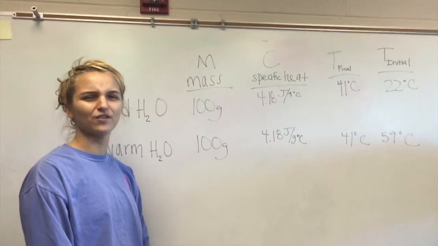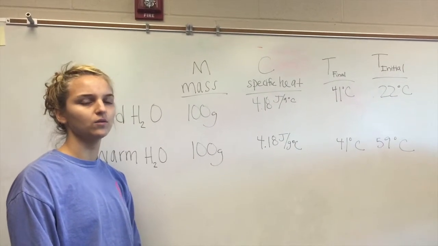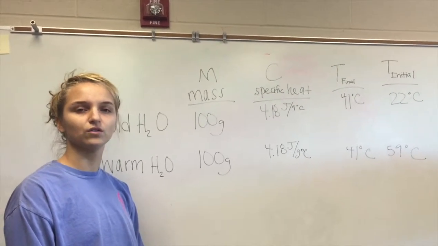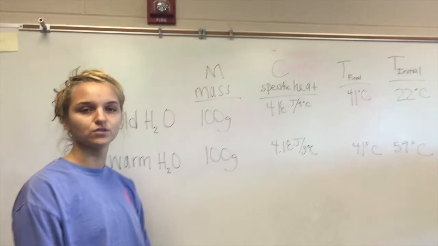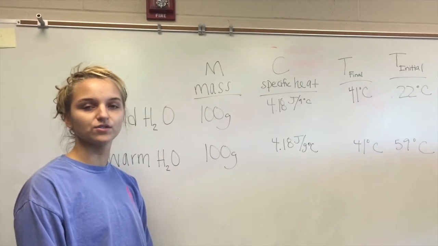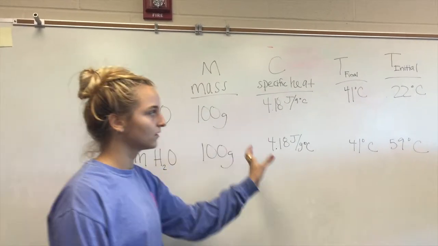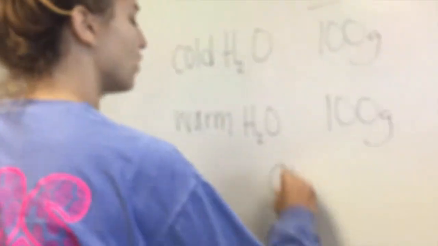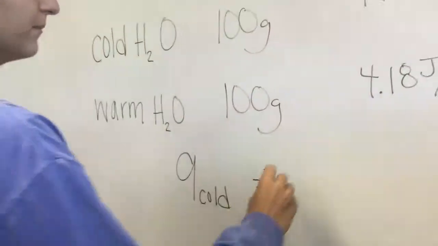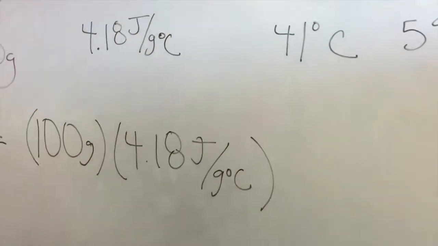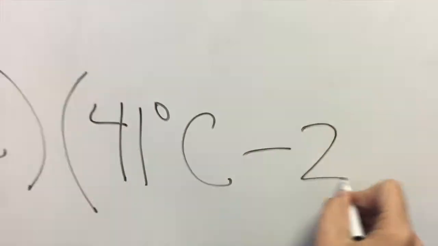So, once we have all of this information, it will be easy to calculate the Q, the amount of heat that is either absorbed or released during the equation. This is through Q equals MC delta T. Q of the cold water equals M, 100 grams, times C, 4.18 joules per gram degree Celsius, and delta T, which is T final, 41 degrees Celsius, minus T initial, 22 degrees Celsius.